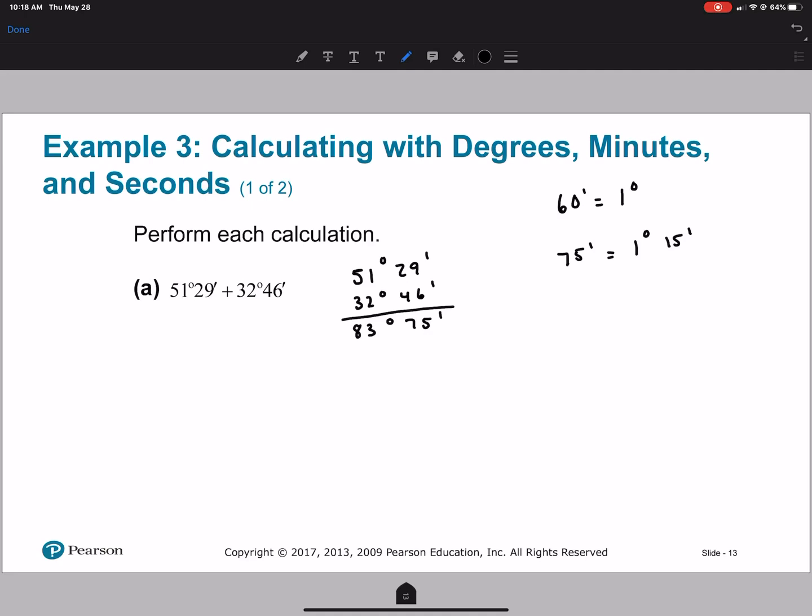So therefore, we're just going to say that this is going to be what? 84 degrees and what? 15 minutes. Because we just basically took what we have here and added it to what we already had, all right? Because we basically just converted that 75, which is this, into what? 1 degree and 15 minutes, because we know 60 minutes makes 1 degree.